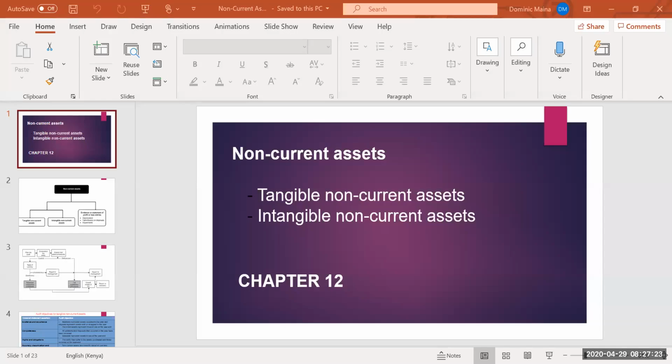Today we pick up from where we were discussing the last time we met, and we were discussing how we audit the non-current assets, both tangible as well as the intangible assets.